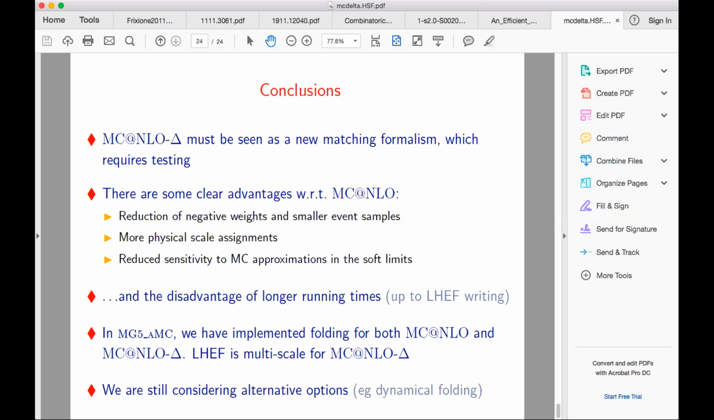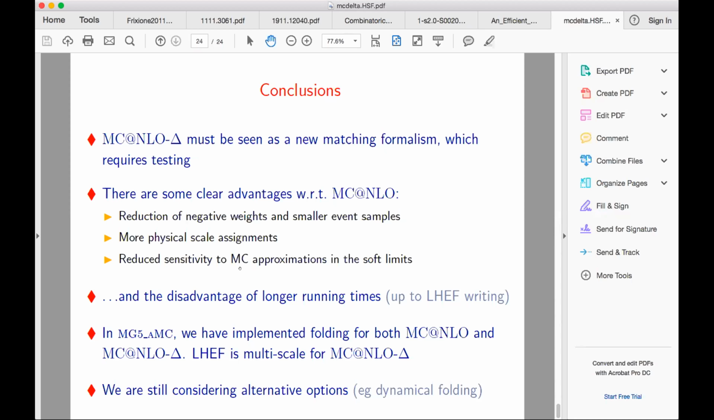The advantage with respect to MC-NLO is that there is, of course, a significant reduction of negative weights and therefore smaller event samples. There are more physical scale assignments, and this is something I didn't talk about, but it's an important thing under the hood: there is a reduced sensitivity to the approximations that the Monte Carlos do in the soft limits, which is generally a region where the Monte Carlos do not perform particularly well.